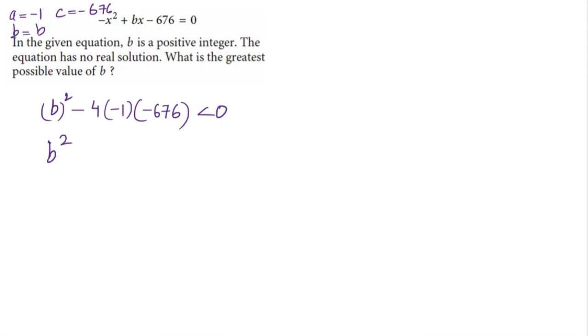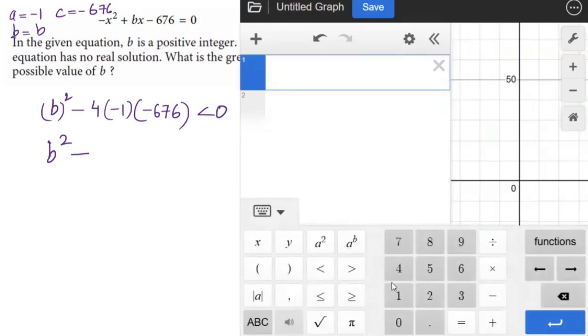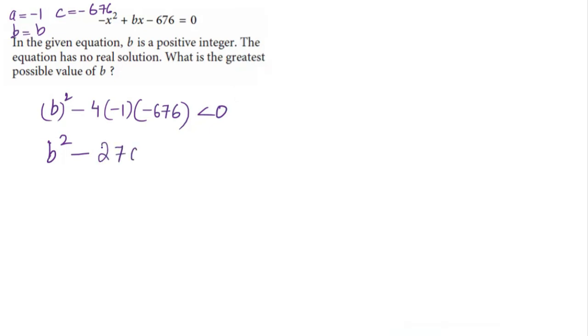So b squared, three negatives. This will become, let's take out the calculator. So it will be 4 times 676, which is 2704. So b squared minus 2704 is less than zero.